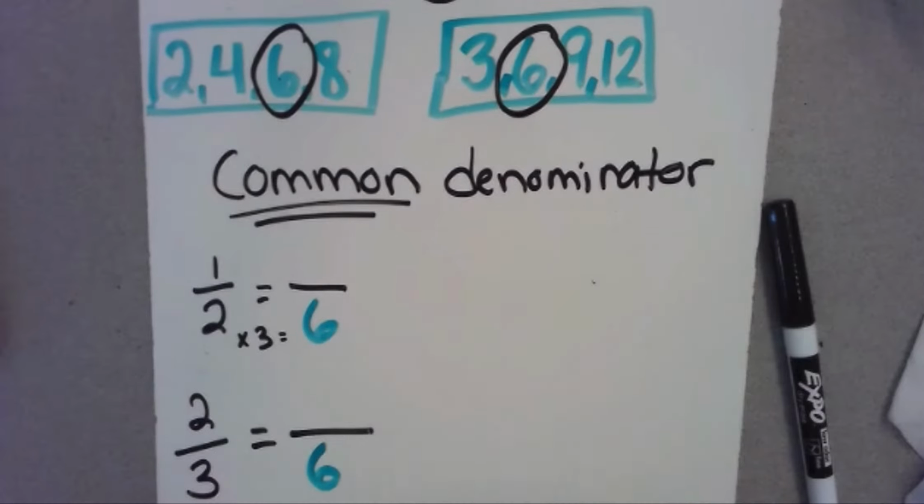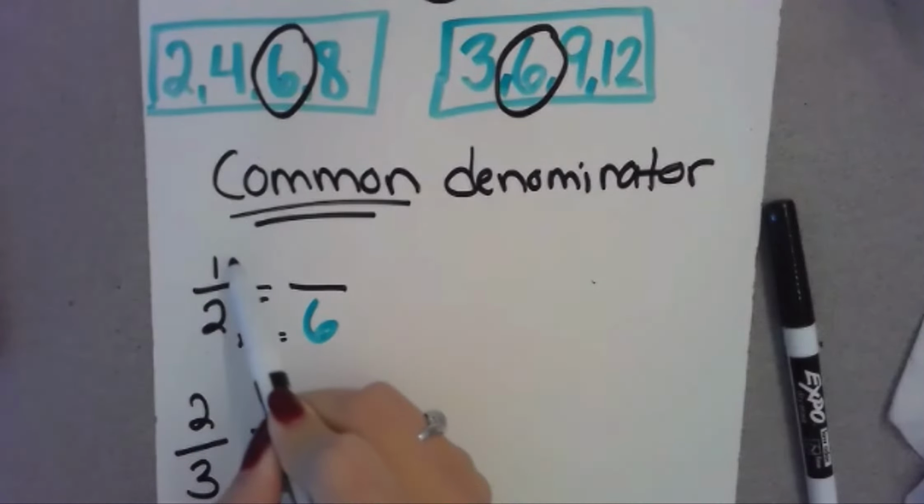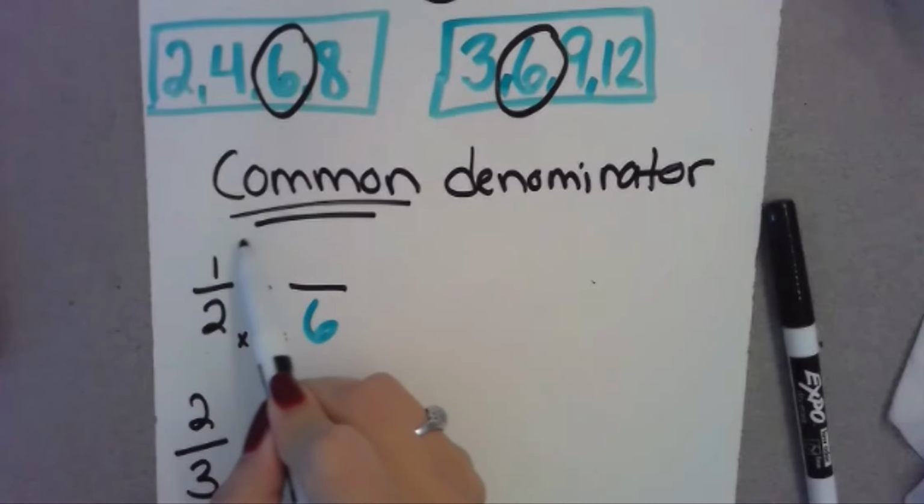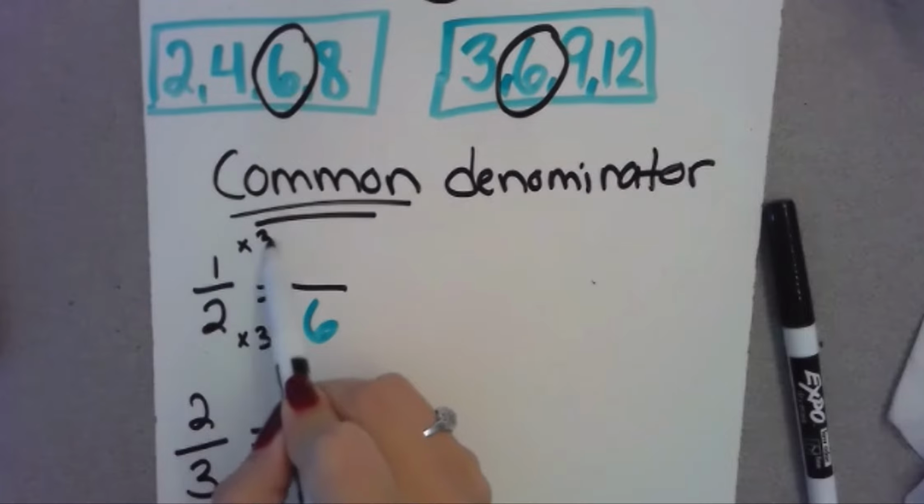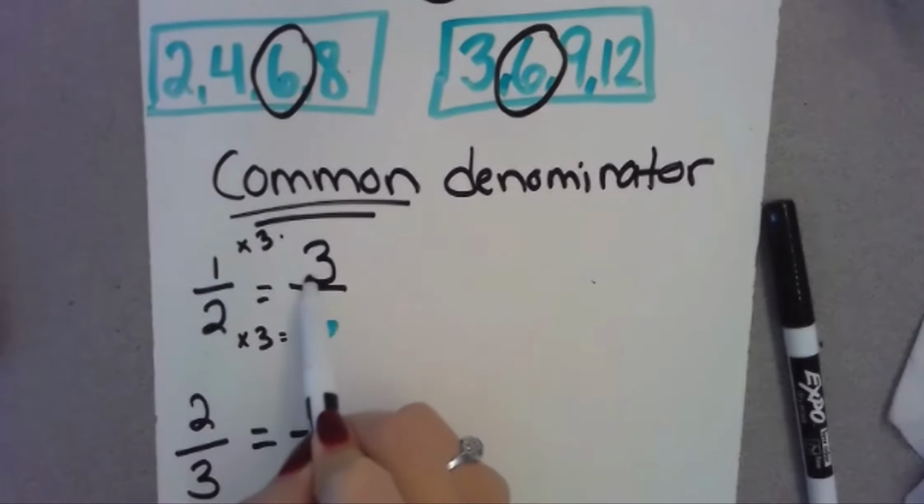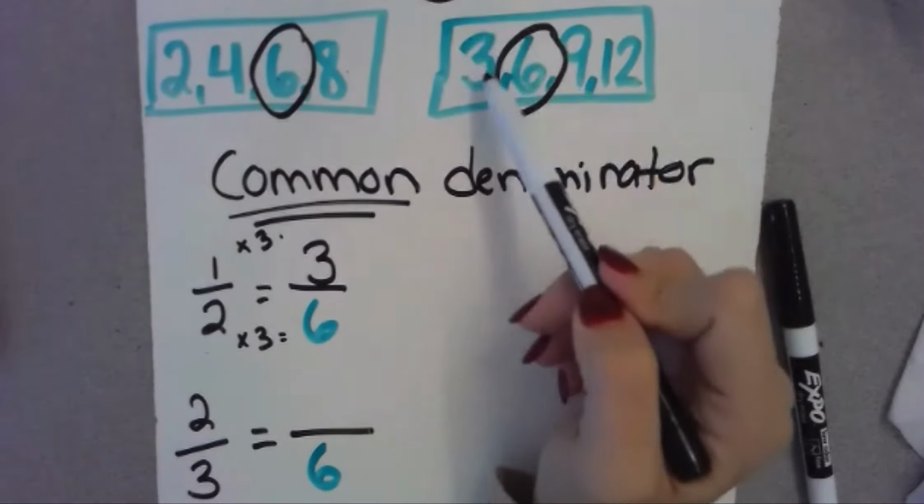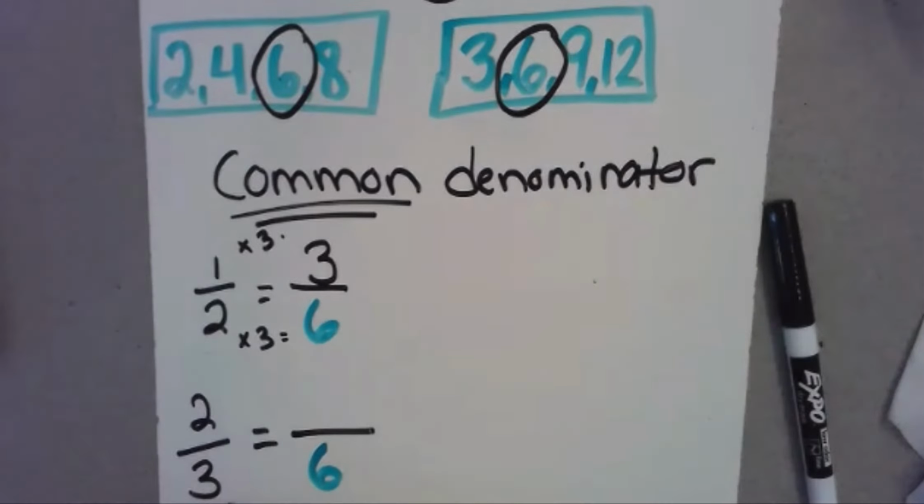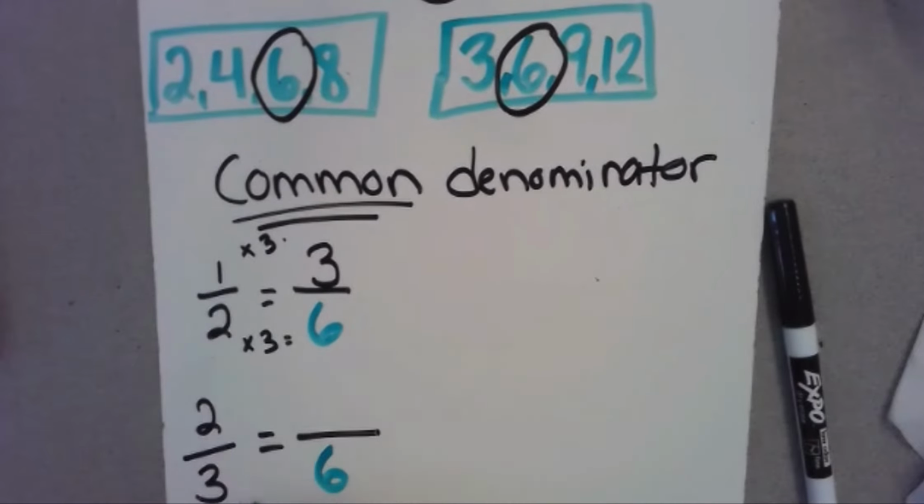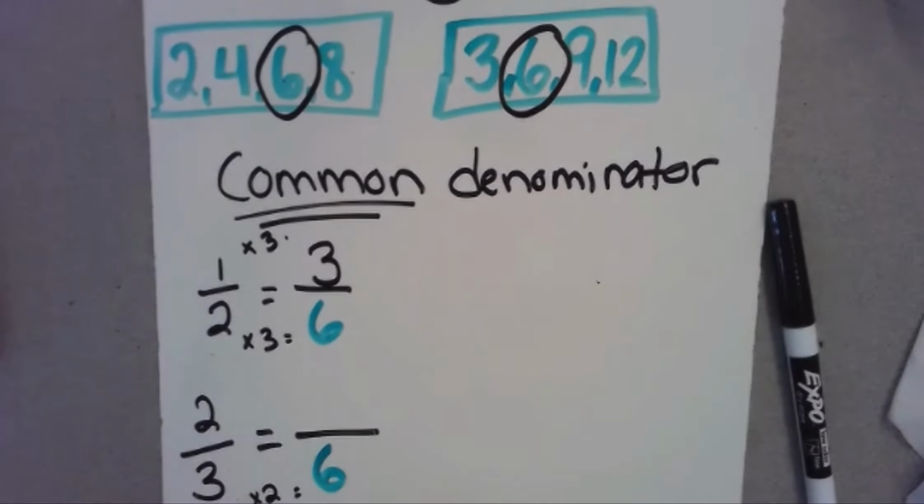I really appreciate it. Well, whatever I do to the bottom, I have to also do to the, what do you think? Good, nice job. To the top. 1 times 3 is 3. All right, let's try this one. 3 times what equals 6? Well, 3 times 1, 3 times 2. Times 2. Sorry about that. Times 2. What I do to the bottom, I do to the top. Good job, guys. Times 2. 2 times 2 is 4.